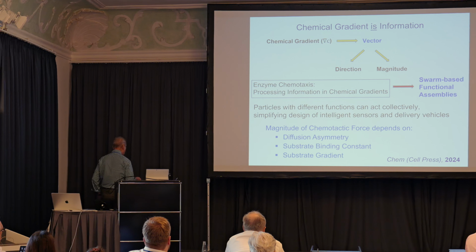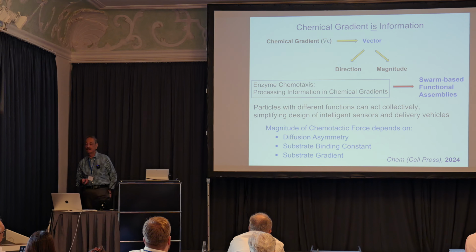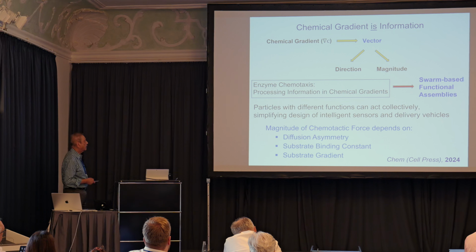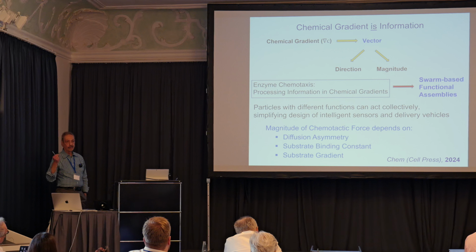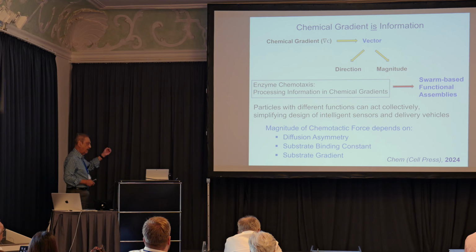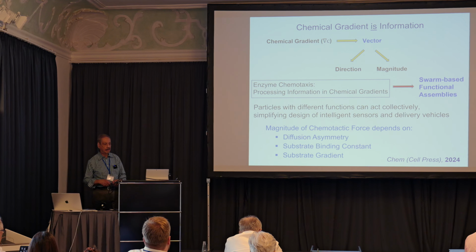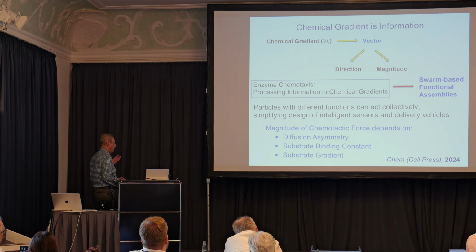So chemical gradient is information. It is a vector which has a direction and a magnitude, and arguably it's the first source of information in the prebiotic world, which got molecules to assemble. We were assembling enzymes to make metabolons. Chemical gradients can cause molecular scale assembly. And so this allows you to make swarm-based functional assembly, and I'll talk about that next.